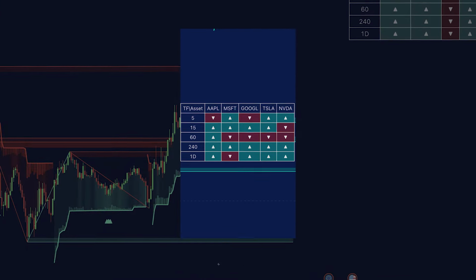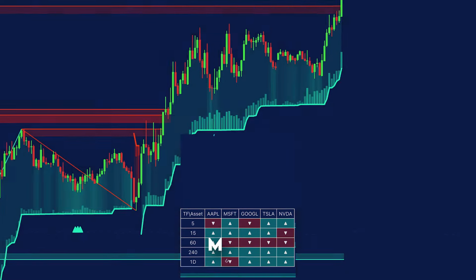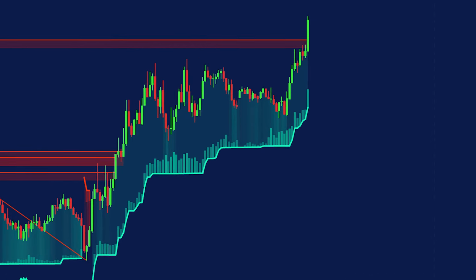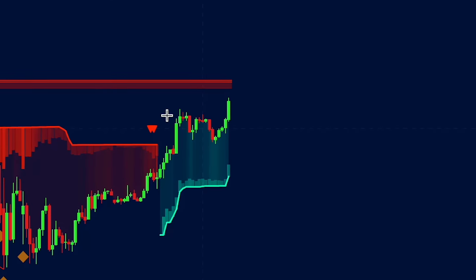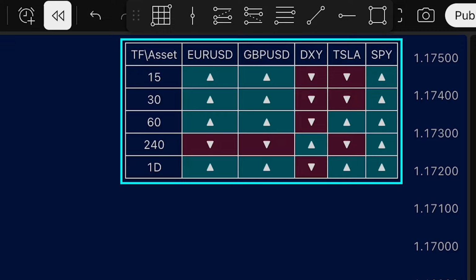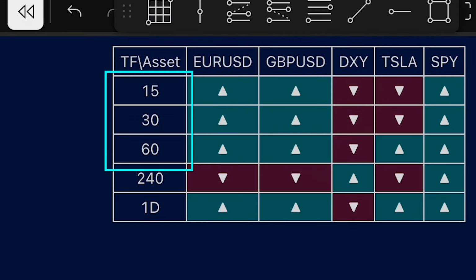But the final piece that makes this system complete is multi-asset confluence through the trend table. This is when day trading becomes exponentially more profitable when you have multiple markets confirming the same directional bias. Now, before entering any trade, check the multi-asset table for confluence. You want to see at least 3 out of 5 markets showing the same trend direction across multiple time frames.